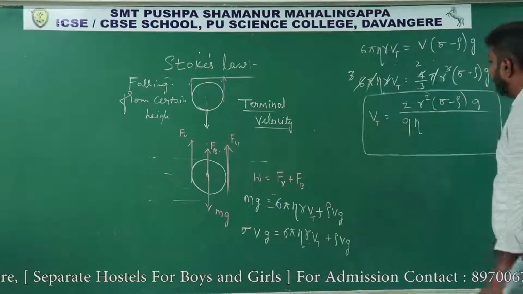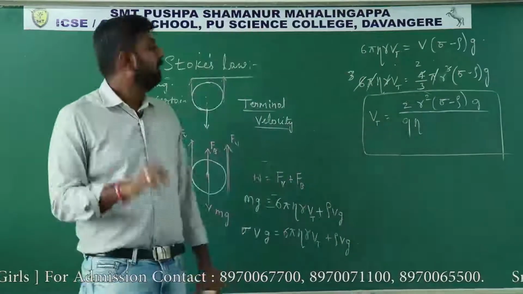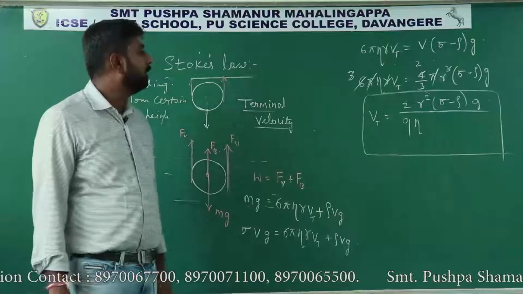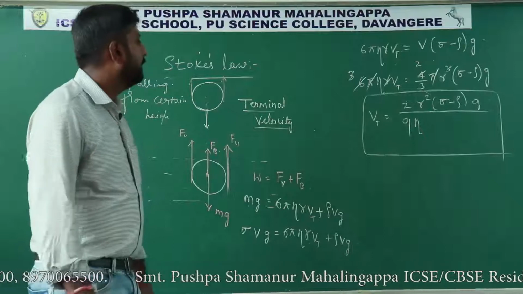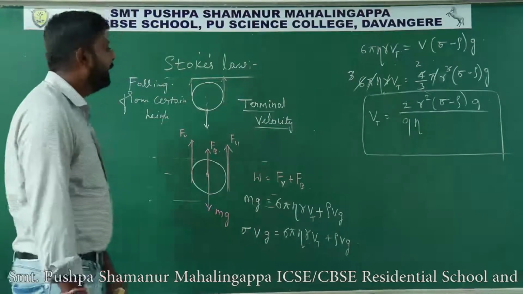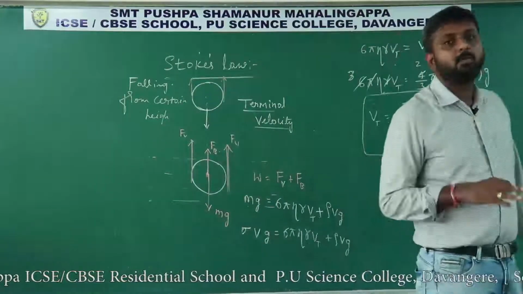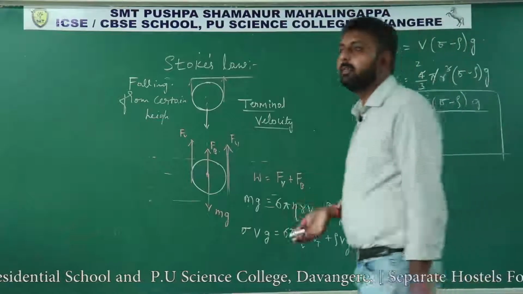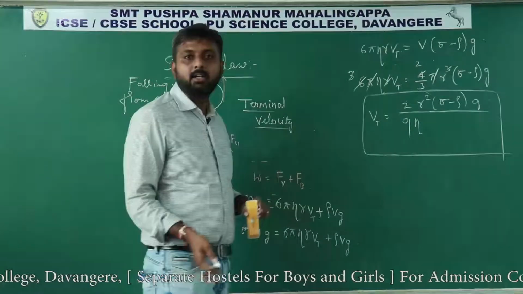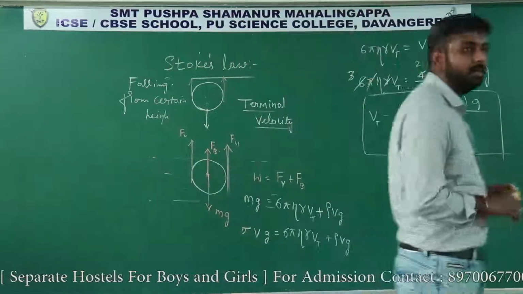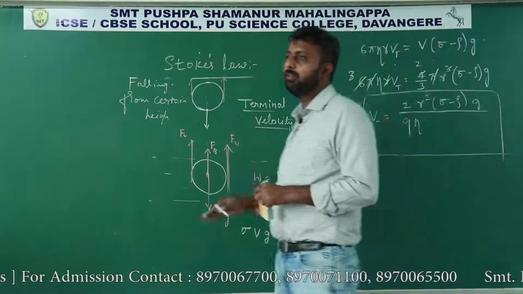So this is the final expression for terminal velocity. Remember: 2 r square sigma minus rho into g divided by 9 eta. Okay, and this is strictly valid for spherical bodies. And we can also calculate the terminal velocity for other objects, but it is somewhat difficult compared to spherical bodies. And the terminal velocity we can also reduce to near zero.